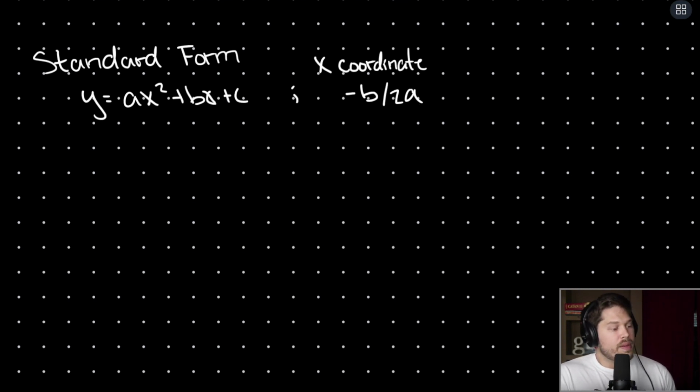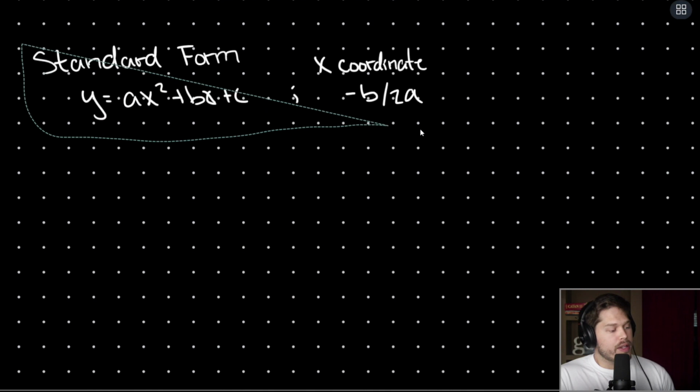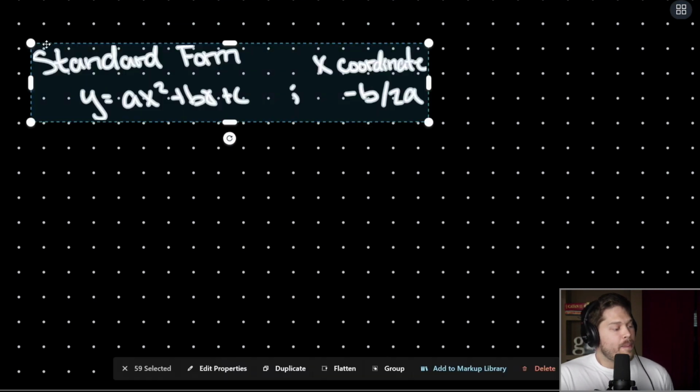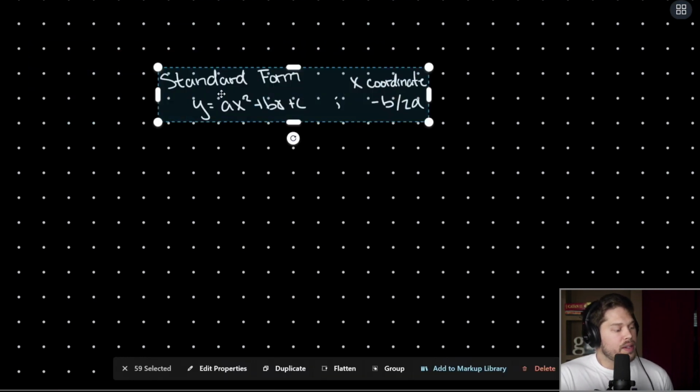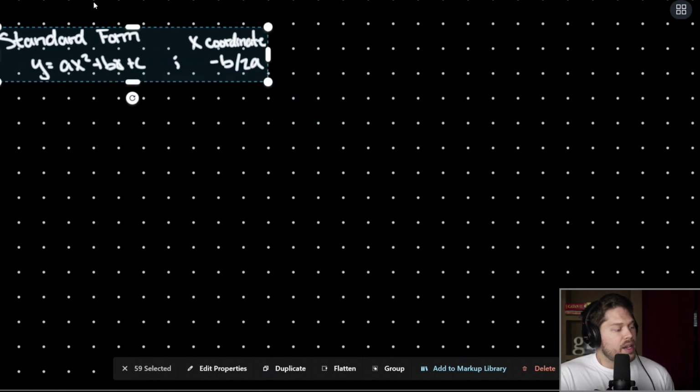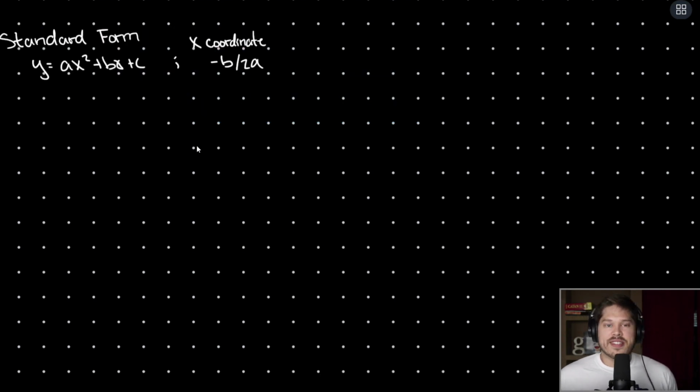So let's shrink this down and put it to the side so we can still see it, but it won't be so much in the way. Okay, so let's have an example. What if we are given the equation of 3x squared minus 6x plus 4, and you want to find the vertex of this parabola? How can you do it?